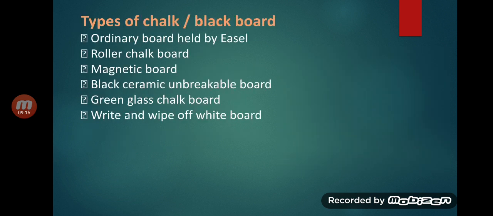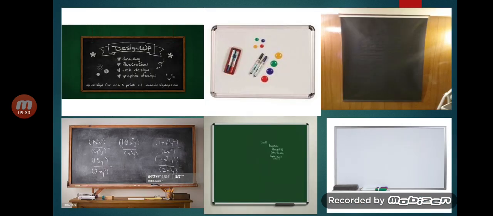Types of chalkboard: ordinary board held by easel, roller board, magnetic board, ceramic, black ceramic unbreakable board, green glass chalkboard, and write and wipe off whiteboard. These are the types.